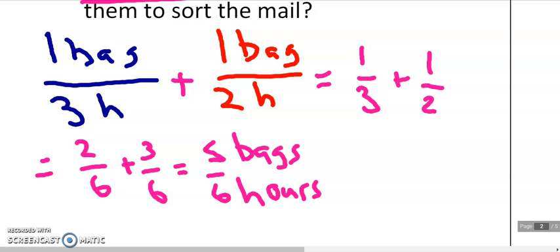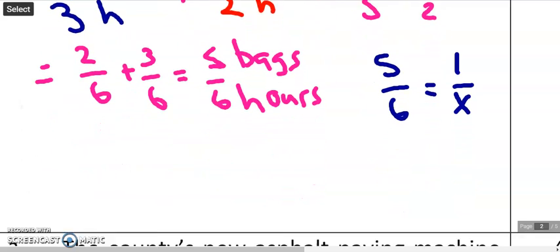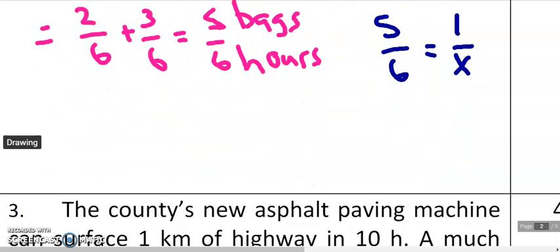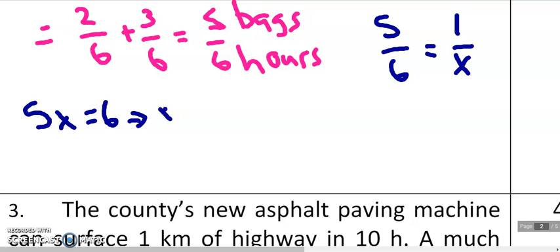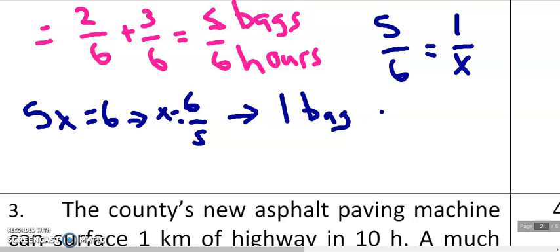But we know they only have one bag to sort. So if I look at that as a proportion, 5 bags in 6 hours is the same as one bag in X hours. So I solve my proportion. X equals 6/5. So that tells me one bag can be sorted in 6/5 hours.